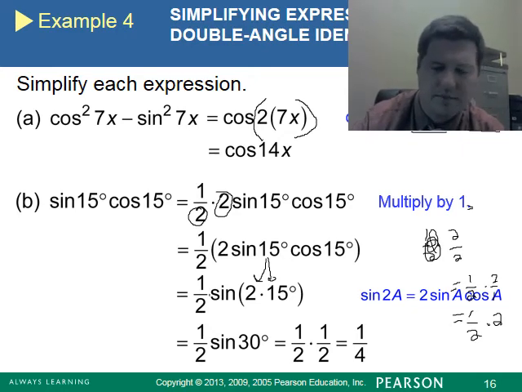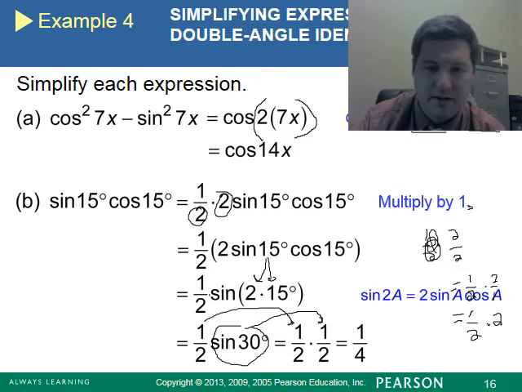I'm thinking of, is that right? Yeah, sine starts at 0. So sine of 30 also happens to be 1/2. We multiply by that 1/2 that we had out front, and then just multiply our fractions straight across. 1 times 1 is 1. 2 times 2 is 4.